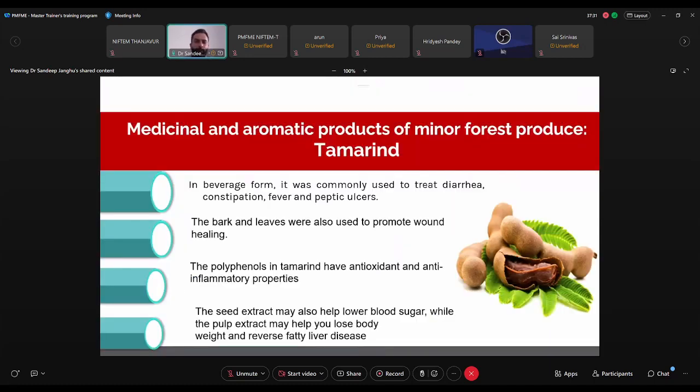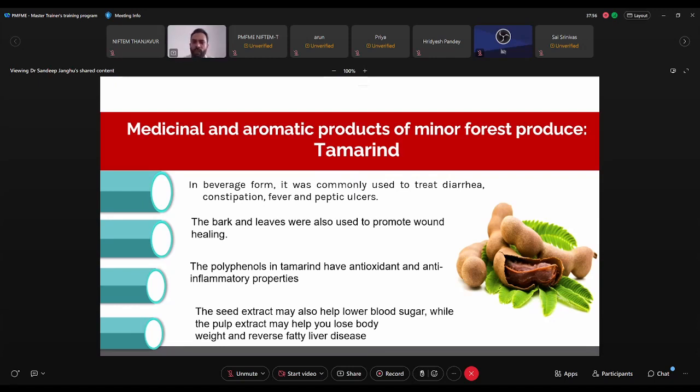So coming to today's topic, minor forest produce are the non-timber plant produce we get from the forests, and they may be roots, leaves, shoots, fruits, anything. They have high medicinal importance as well as other health benefits.